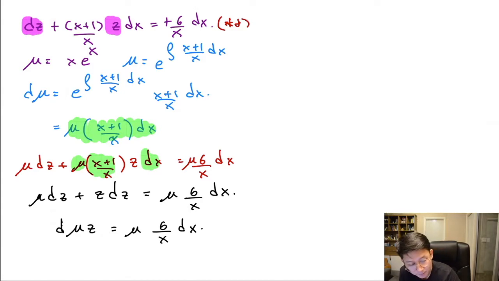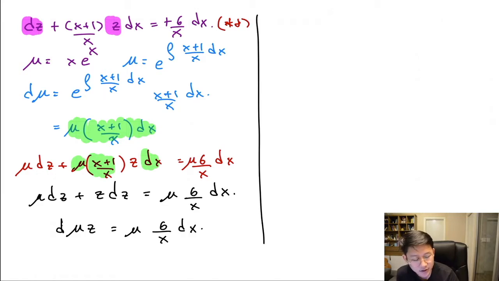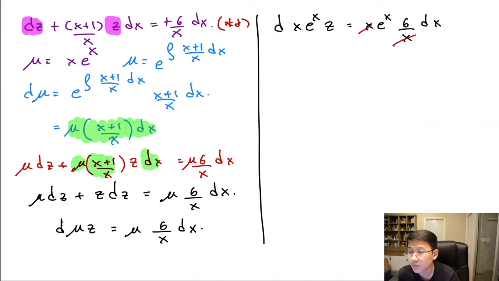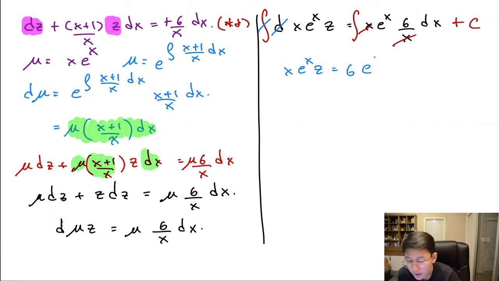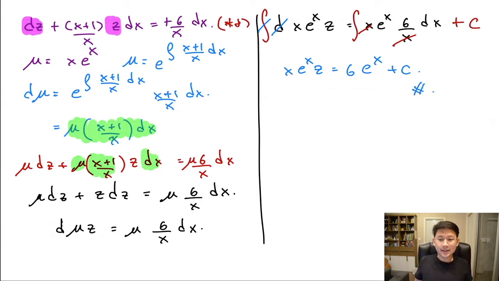Then I substitute mu with x e to the x. So I have d of x e to the x z equals x e to the x times 6 divided by x dx, and this x got cancelled out. Then I integrate throughout the equation. So I have x e to the x z equals 6 times the integral of e to the x, which is e to the x plus c, and that is the solution. Is it easy?